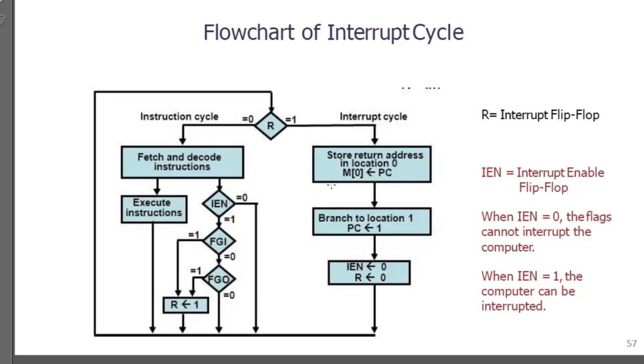So control then inserts address 1 into PC. That means here you can see that it's written branch to location 1. After the contents are stored in memory location 0, it will skip to location 1. Program counter content will be incremented by 1. Control then inserts address 1 into PC and clears IEN and R. Clears IEN and R means the value of IEN and R will be set to 0. That means no more interruptions can occur until the interrupt request from the flag has been serviced.